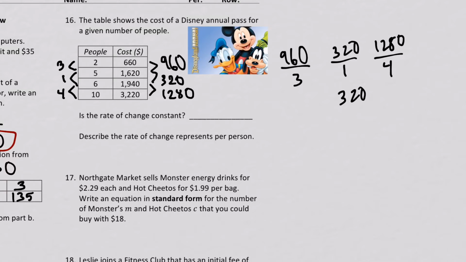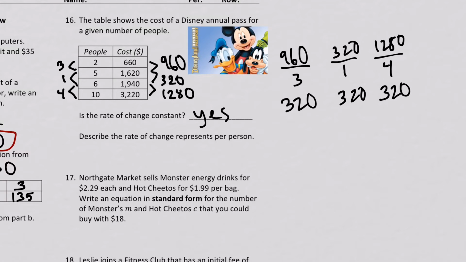Okay, so divide 960 divided by 3. And you could do that division on your paper or you could do it on your calculator. 960 divided by 3 also gives me 320. So that just leaves the last one. Is 1280 divided by 4 also 320? Okay, and once again, do it on your paper, do it on a calculator. You should come up with 320 as well. So the answer to the first question, is the rate of change constant, is yes.